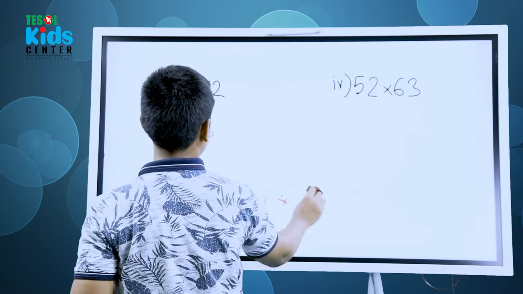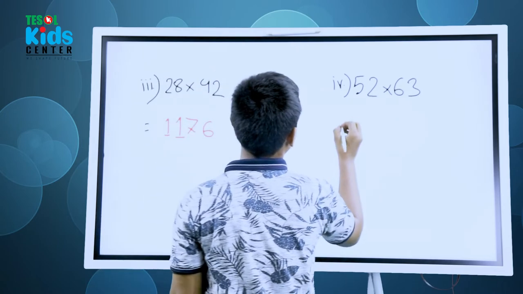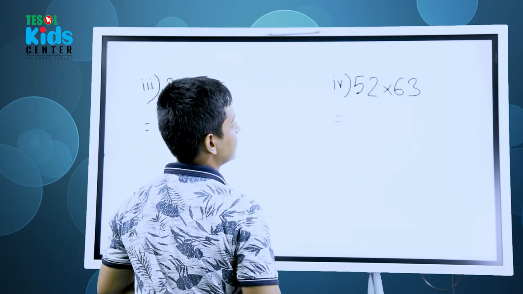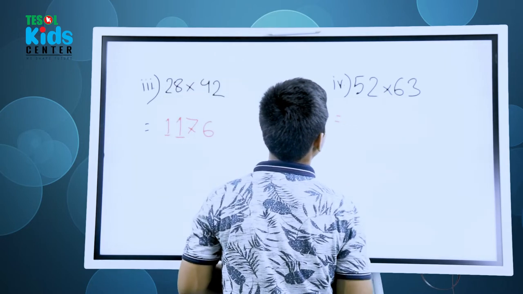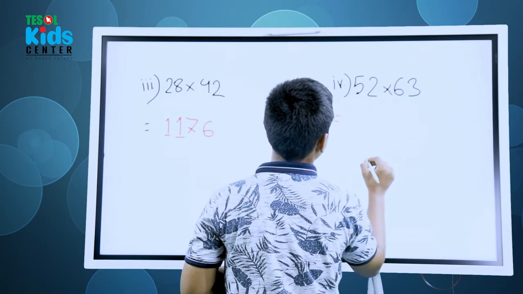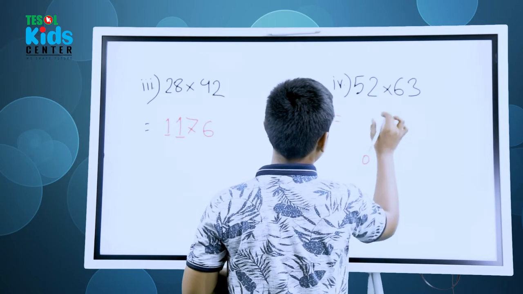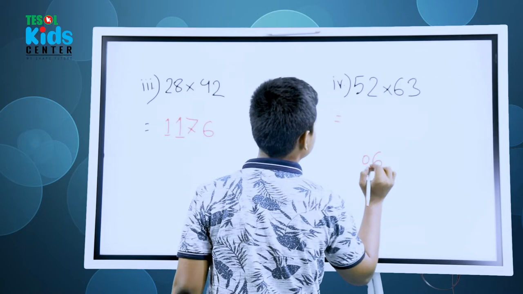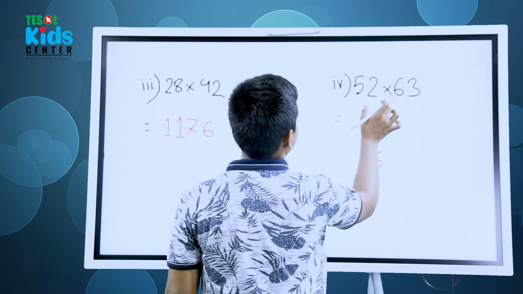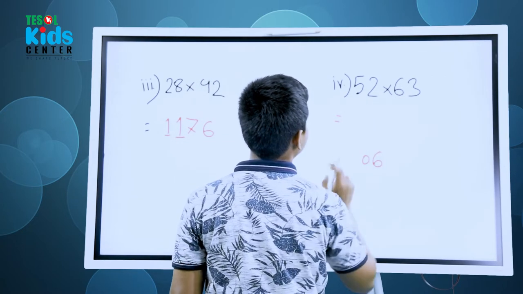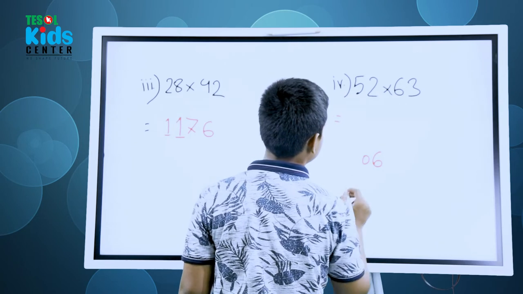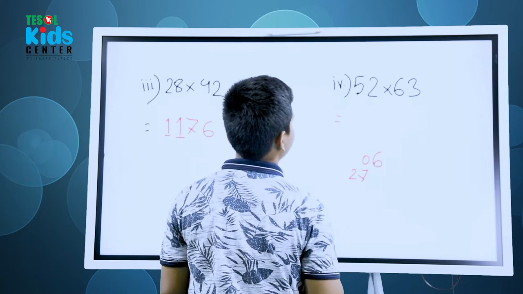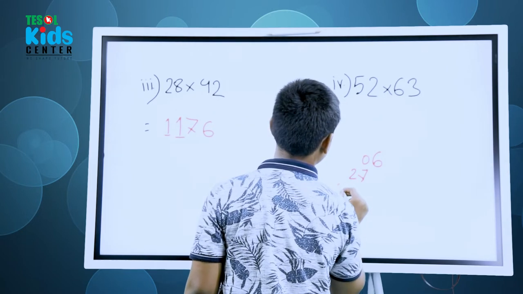Now let's go for the last math. It is 52 multiplied with 63. As per rules, we're gonna do 2 3s are 6. As there are no numbers, that's why we're putting here 0 and then 6. Then 2 6s are 12 and 3 5s are 15. 12 plus 15 is equal to 27. Then 5 6s are 30.